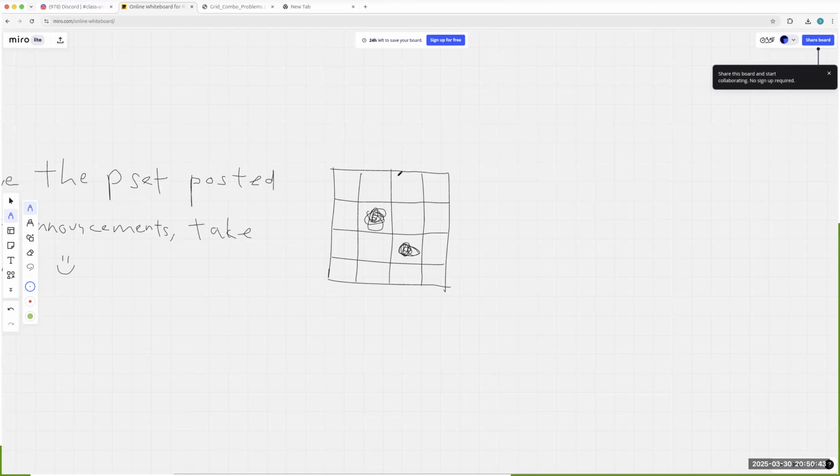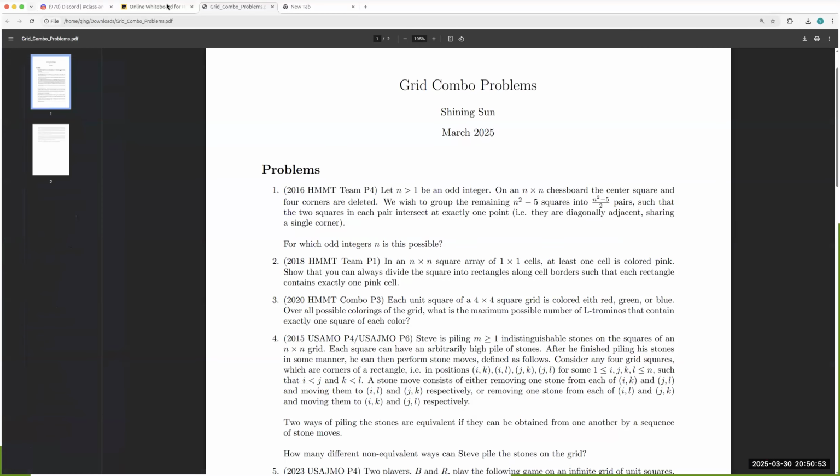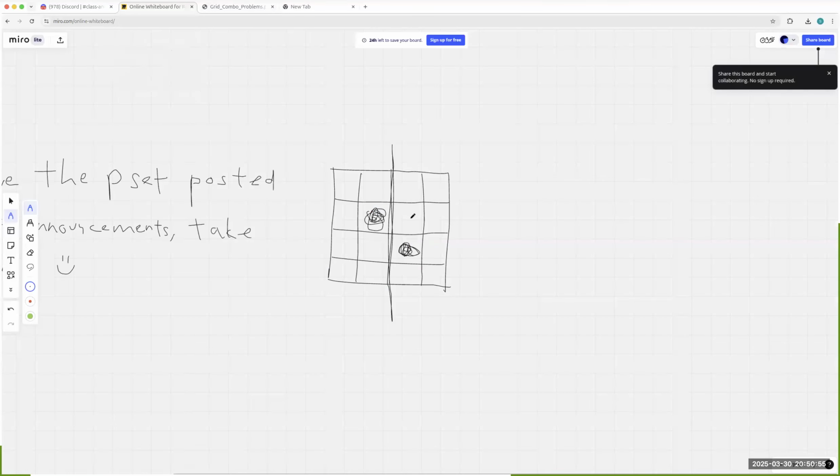Okay, so we can just divide it in half along this line right here. So this suggests a pretty simple generalization, right? For example, let's say we have this configuration. What we can do is divide it along the grid lines, right?